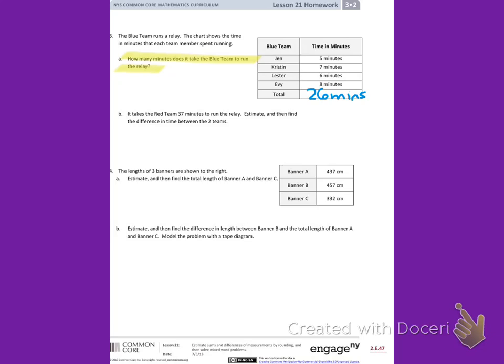Now I will answer the question in a sentence. How many minutes does it take the blue team to run the relay? It takes the blue team 26 minutes to run the relay. Don't forget to capitalize the words blue and team, because that's the name of their team.